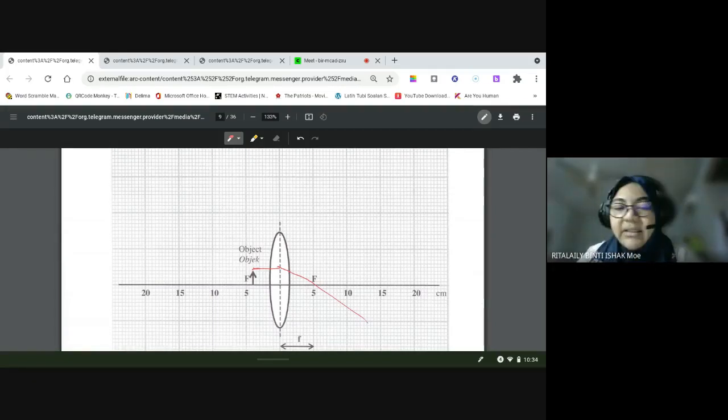Markah 3. So, satu markah. Markah yang kedua, daripada objek, mana nak lalu?